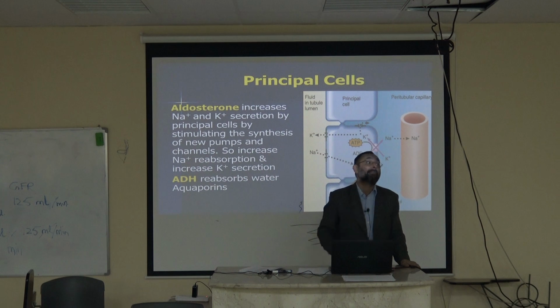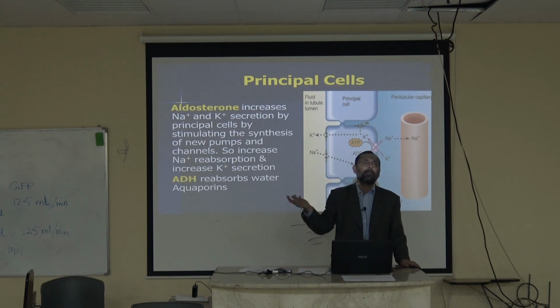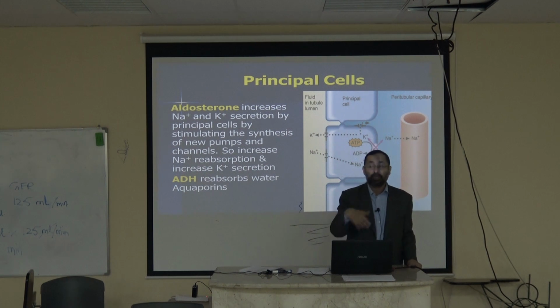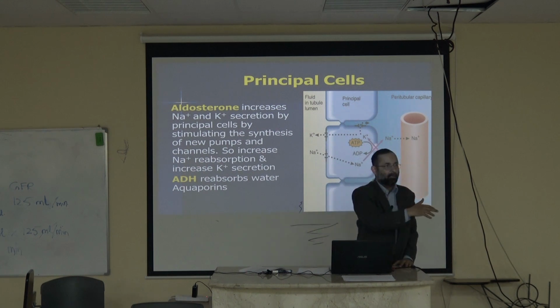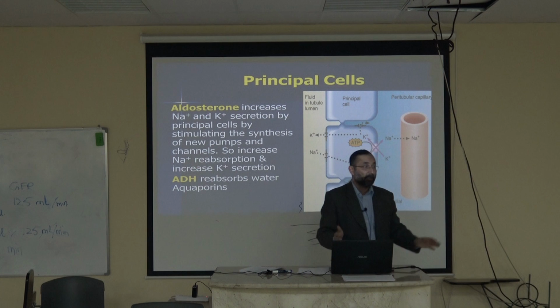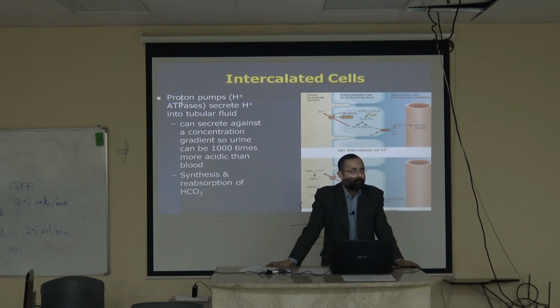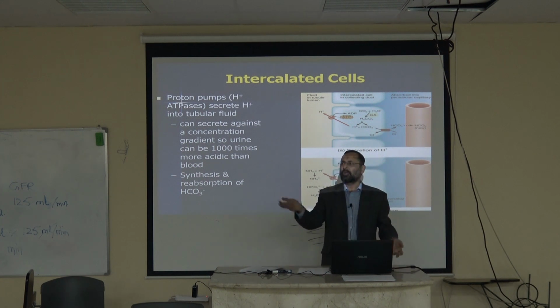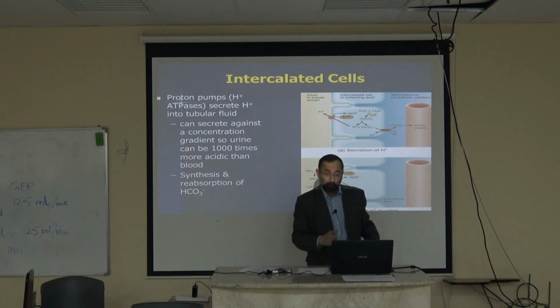These water channels have a special name, please. Aquaporins. What do you call them? Aquaporins. Aqua means water, porins means channels. Aquaporins are the water channels which appear, which are attached when ADH is there. Without ADH, they are gone, they are no more. When ADH is there, they will appear. When ADH is not there, they will disappear. So these are aquaporins, the channels. All right. Principal cells are the regular cells which are reabsorbing salt and water. Aldosterone is acting on that, ADH is acting on that.